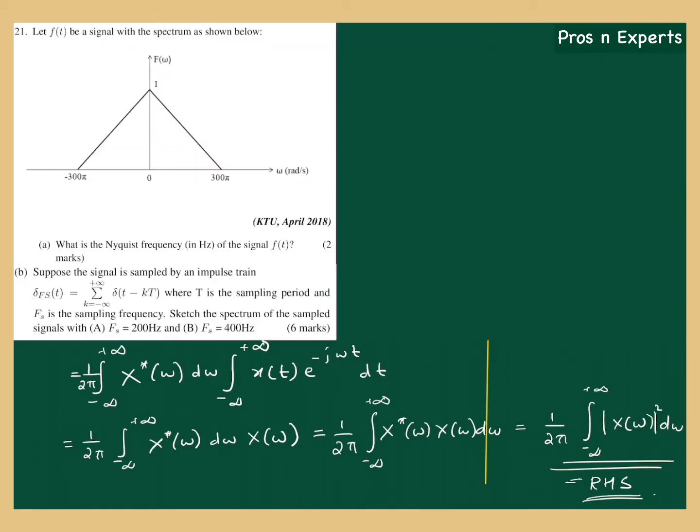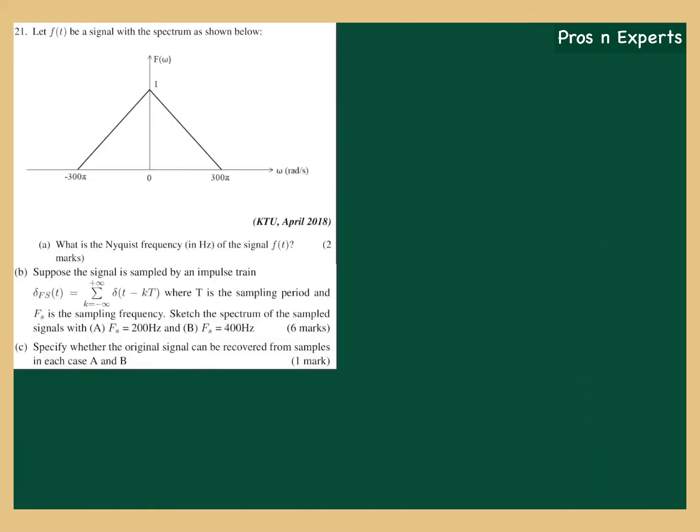Okay, we can consider the next question. Let f50 be a signal with a spectrum as shown below. There are 3 sub questions. What is the Nyquist frequency? That's the first question: what is the Nyquist frequency in hertz of the signal f50?